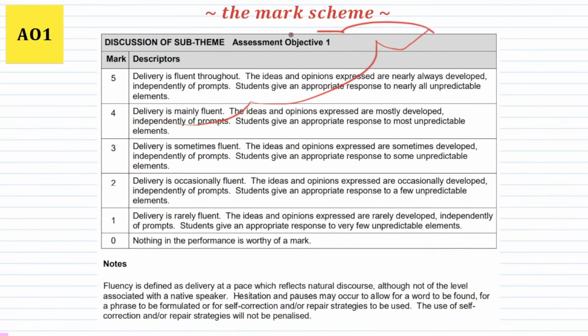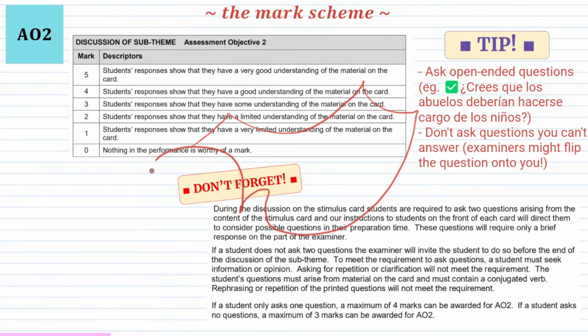Now to look at where the 25 marks come from. So 5 marks are awarded for your first assessment objective. This one is for your delivery. Your fluency is not expected to be like that of a native speaker. However, it should follow natural discourse and your pauses should be kept short. And like at GCSE, repair strategies like asking for a question to be repeated is allowed and won't cost you any marks.